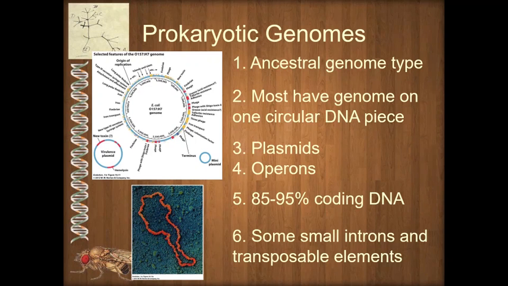Prokaryotes also have much more coding DNA as a proportion of their genome than the eukaryotes do. So roughly 85 to 95% of their genome is coding DNA, and they have very little non-coding DNA. So that's the reverse of the eukaryotes. And although they are not common, there are a few types of bacteria that do have introns and transposable elements.